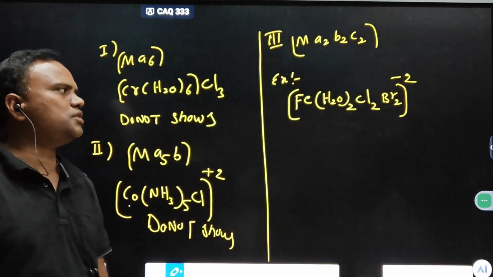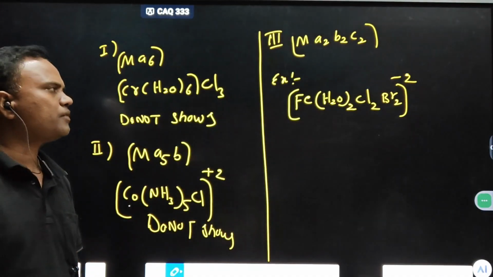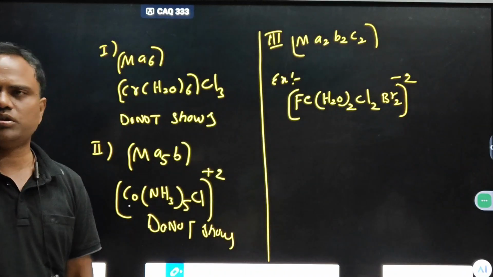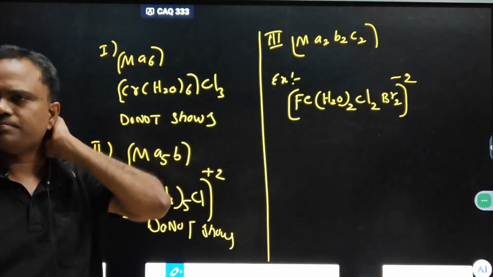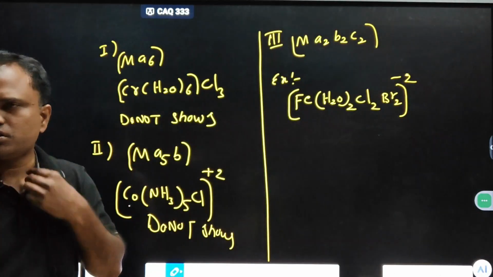With respect to any two halogens, we can arrange. With respect to two bromines, with respect to two chlorines, okay? A2, B2, C2 means it will show. Right. How can we write the cis form for this? Cis form.